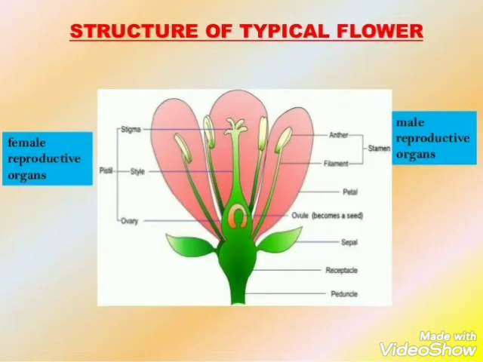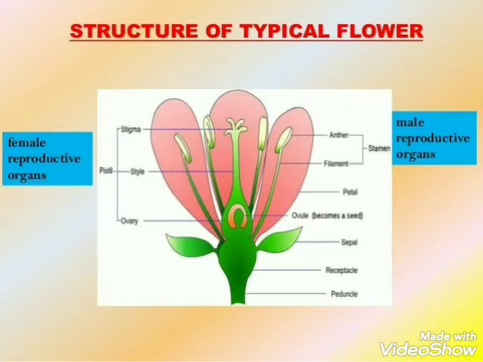Now come to the structure of a typical flower. In a flower, 4 different sets of whorls or floral members are attached to a central axis called thalamus. The outermost and the first accessory whorl is of sepals and is known as calyx. The second accessory whorl is of petals and is called corolla.